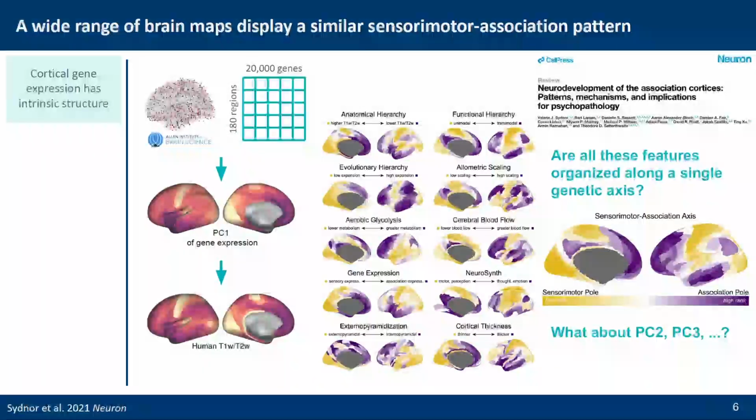And that made me really curious about whether all these imaging maps and all the other gradients we see out there in the world are all organized around just this one single gene expression axis, or whether they might be underpinned by multiple intersecting axes of gene expression that organize all these 20,000 genes, which is another way of saying, what about gene expression PC2 and PC3?